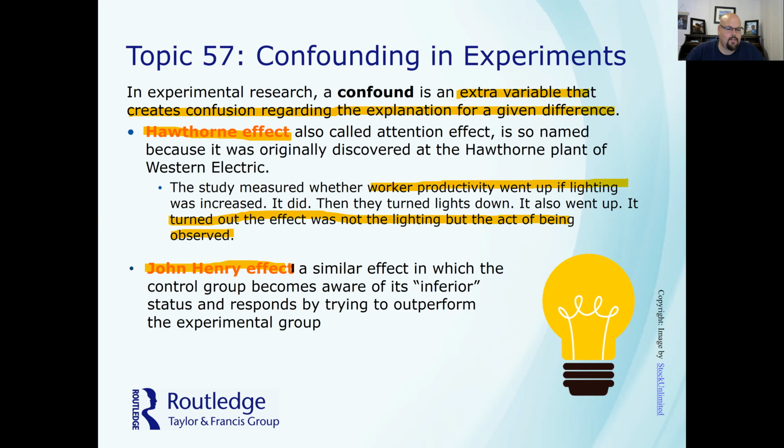There's also a John Henry effect, which is a similar effect in which the control group becomes aware of its inferior status and responds by trying to outperform the experimental group. So it's like, hey, I'm going to work twice as hard because I am better than the experimental group. I'm going to get it done. And if they know that, then they can ruin the experiment, which is oftentimes, well, when we randomly assign people to groups, we do not tell them, hey, you're the control group. We don't really need you to try. You try to keep that information blind to the participant. Ideally, you also keep it blind to the experimenter, so we do not have any observation effects on our end.